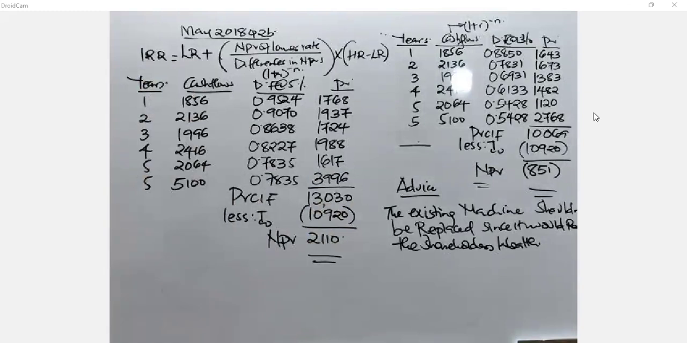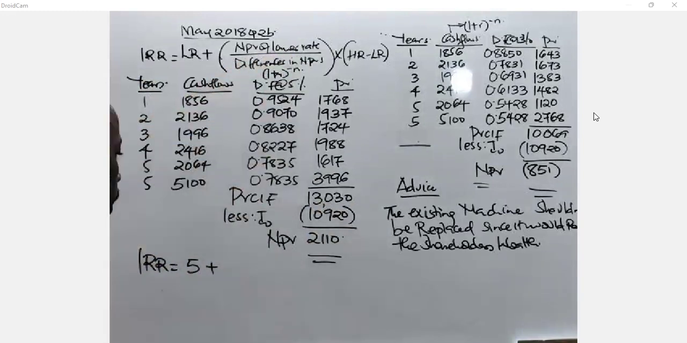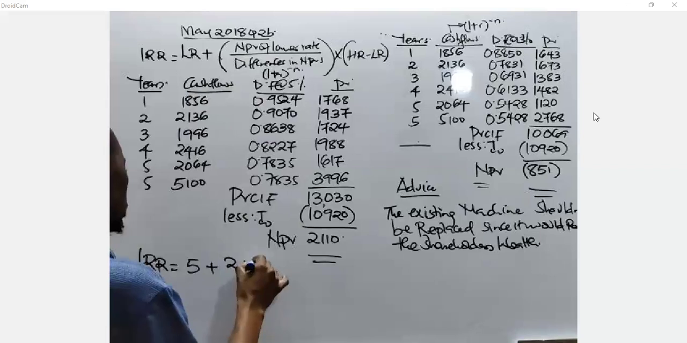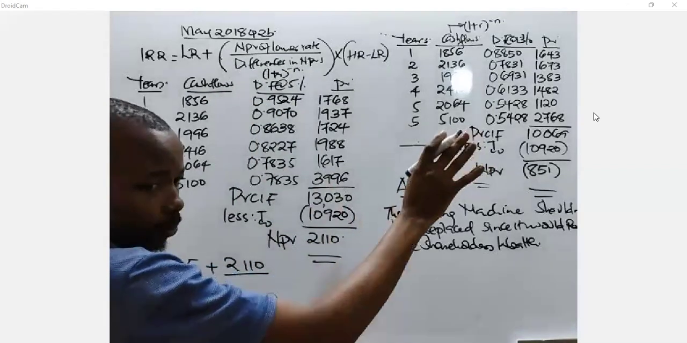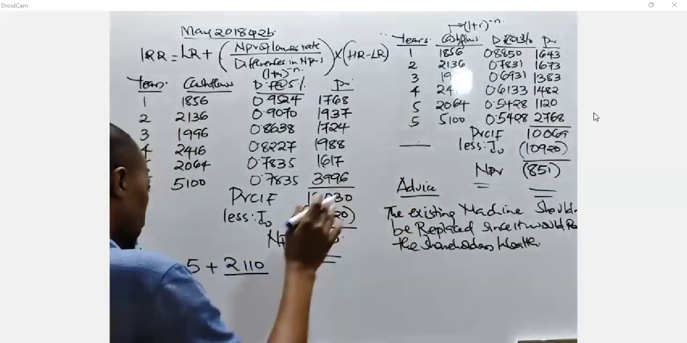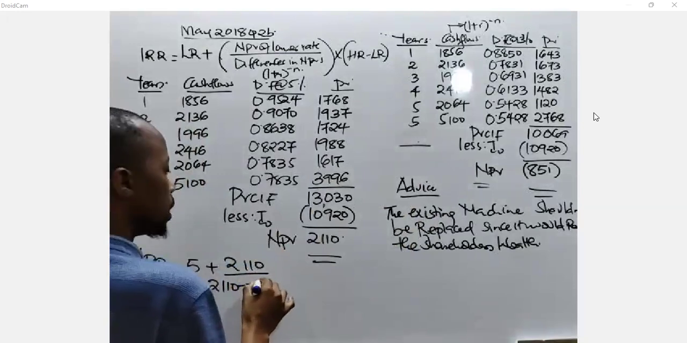Now, let us take the IRR of the lower rates. In this case, we say the lower rate of ours is 5. The NPV of the lower rate is 2110. We divide by the difference in the NPV. You normally take the negative minus the negative. So it will be 2110 minus 851.